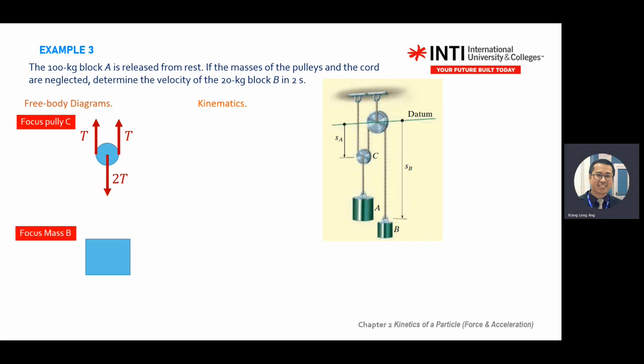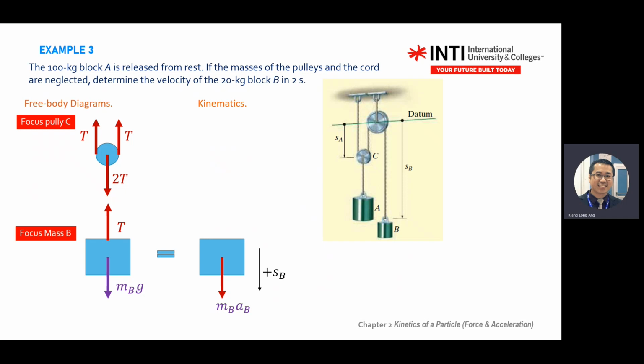For mass B, it is linked with only one T here. This T tension will follow, used by B. So B will have only a single T and not 2T, and the weight is mg. So same, force equal to MA. Force is already done. MA is also following the datum. MA points down, datum goes down.